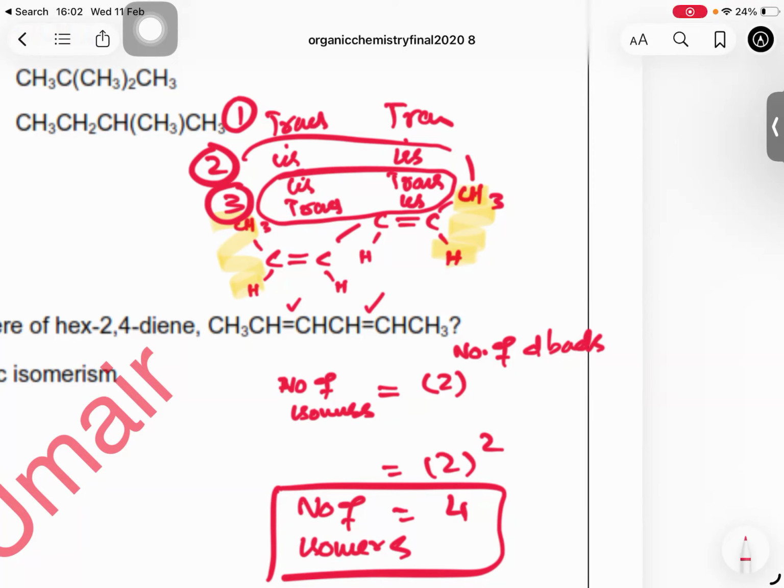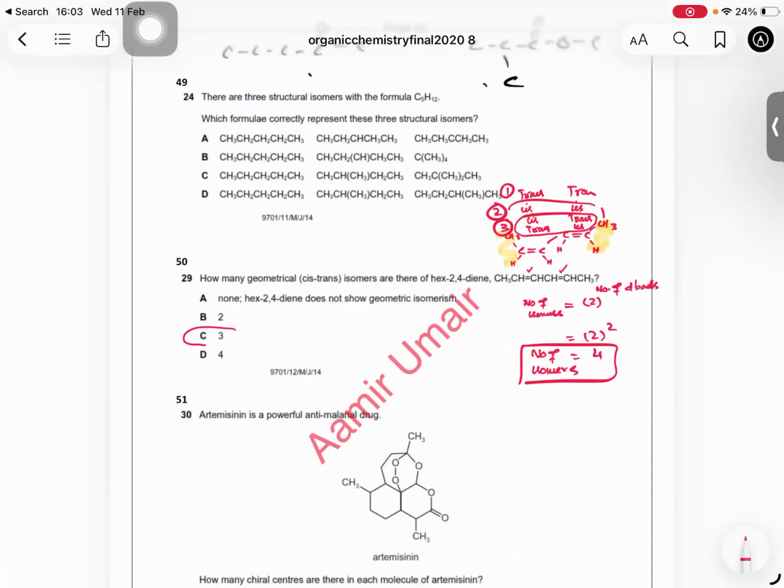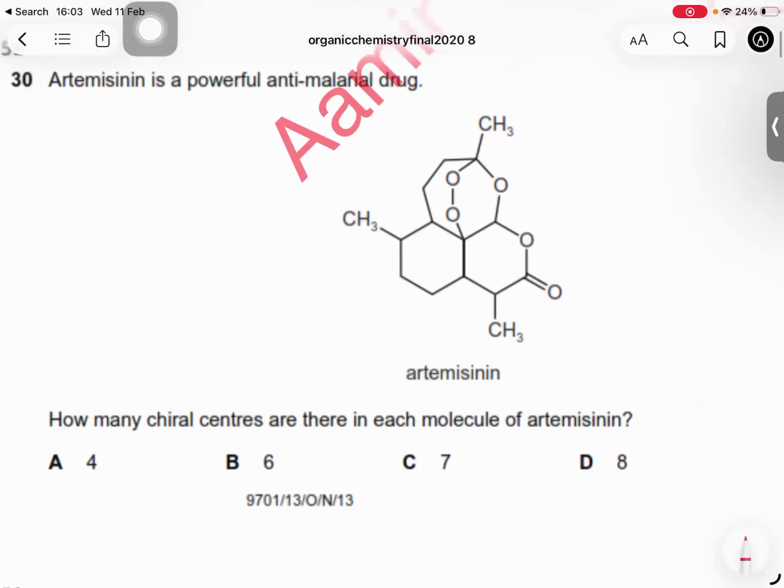Okay, so exactly what I'm trying to say. Once you draw them as I have drawn them here, the first isomer is cis-cis. When I draw the second, trans-cis and cis-trans, they'll be the same isomer. That's why the total number in this case is not 4. It is 3. Okay, so one thing. And then how many chiral carbons? How many chiral carbons?